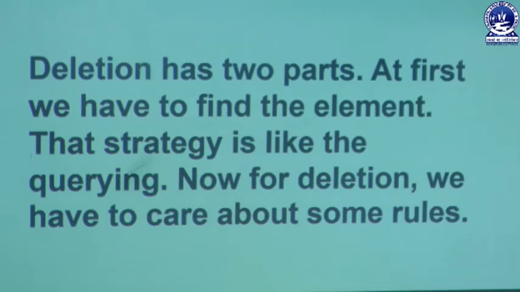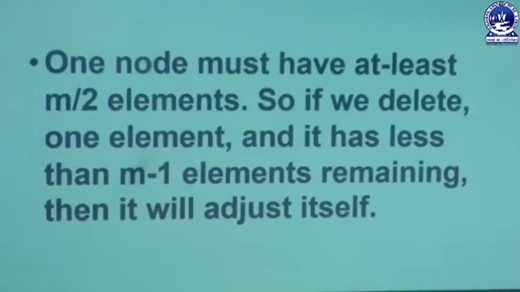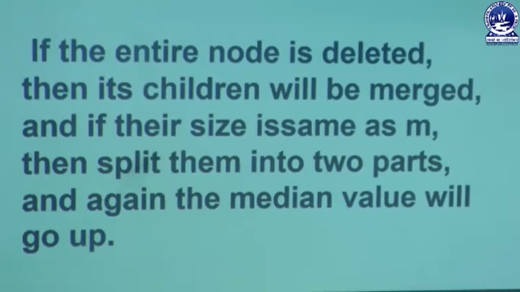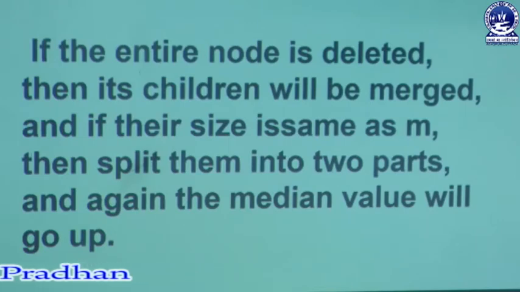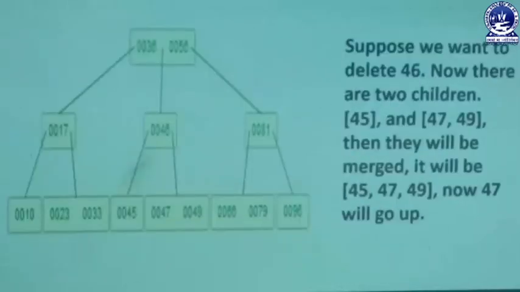Now for deletion, we have to take care of some rules. The rules are: one node must have at least m by 2 elements. So if we delete one element and it has fewer than m minus 1 elements remaining, then it will adjust itself. It means that we need to take care of this factor. If the entire node is deleted, then its children will be merged, and if their size is the same as m, then split them into two parts and again the median value will go up. It is performed in a recursive manner and it is very interesting also.